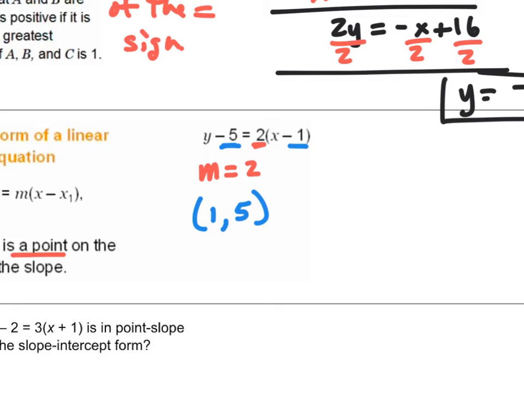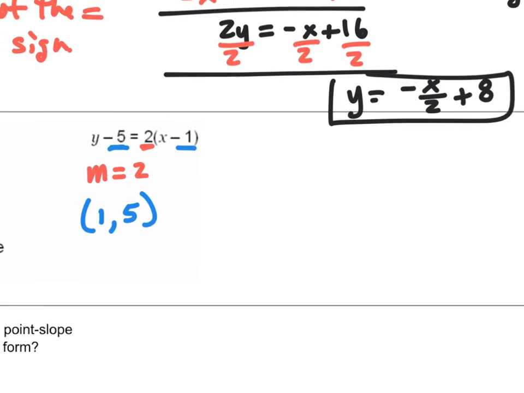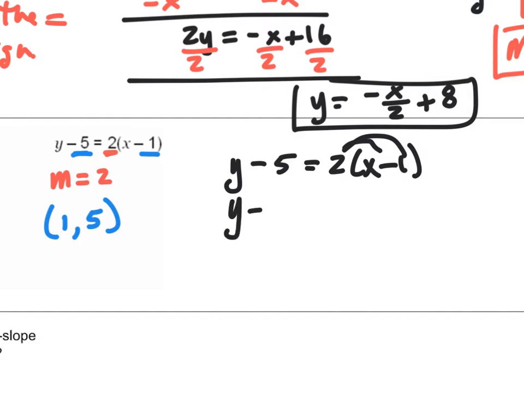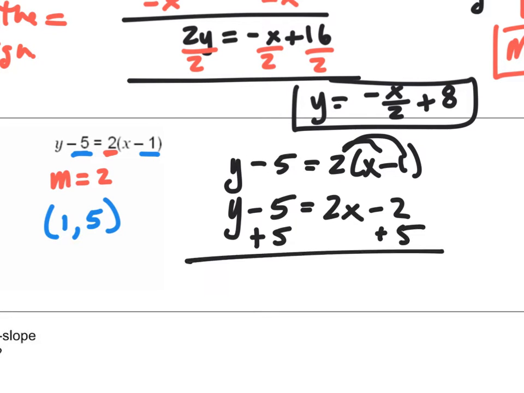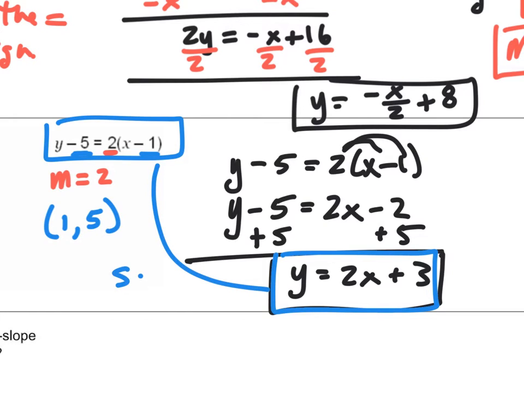Now, if you also wanted to put this into slope-intercept form, then what we would do here, let me rewrite this and say y minus 5 is equal to 2 times x minus 1. To put this into slope-intercept form, we would distribute the 2, so you get y minus 5 is equal to 2x minus 2. Add 5 to both sides, and so you get y is equal to 2x plus 3. And this is in slope-intercept form. Now, here's the thing you guys need to realize: this and this are the same thing, just written differently. And that's it.